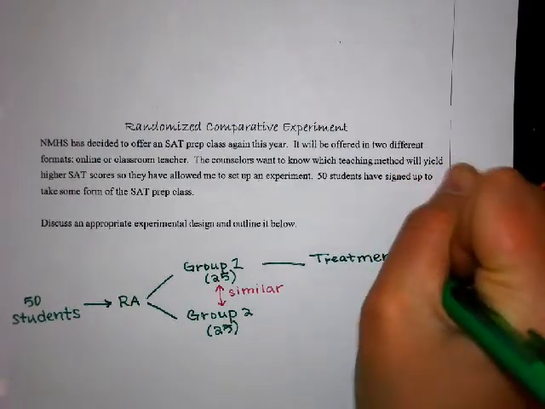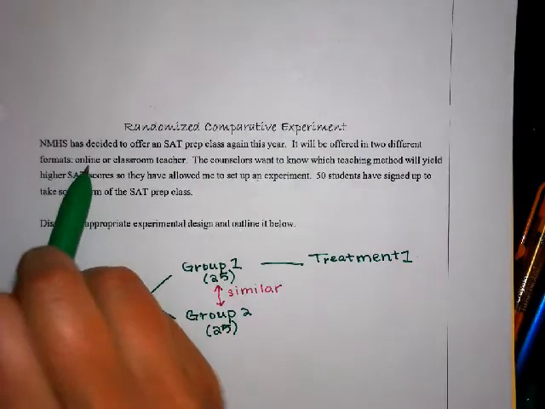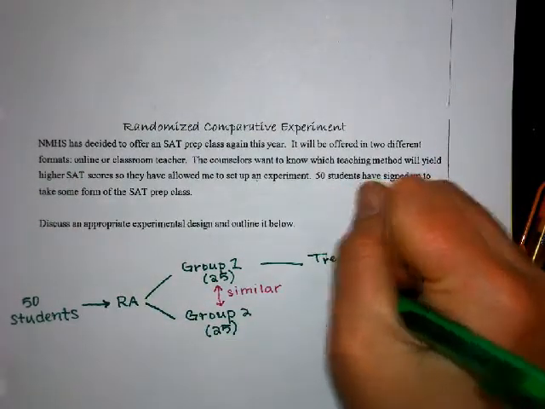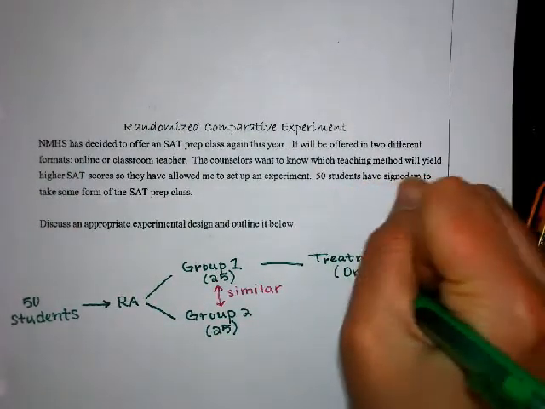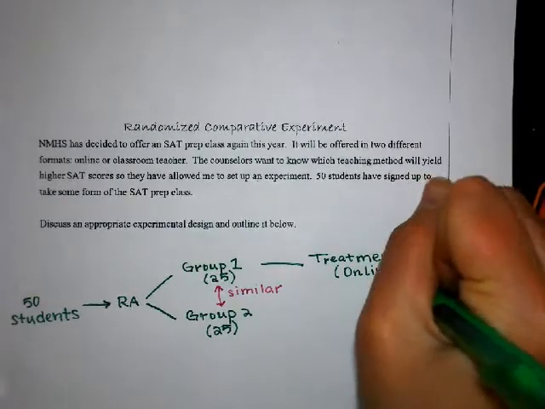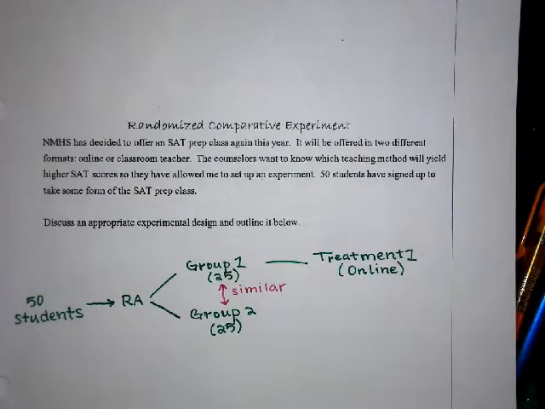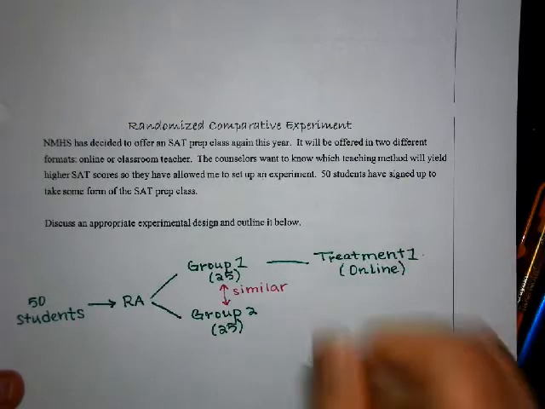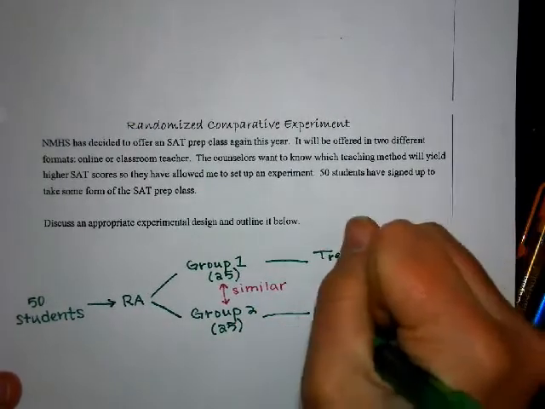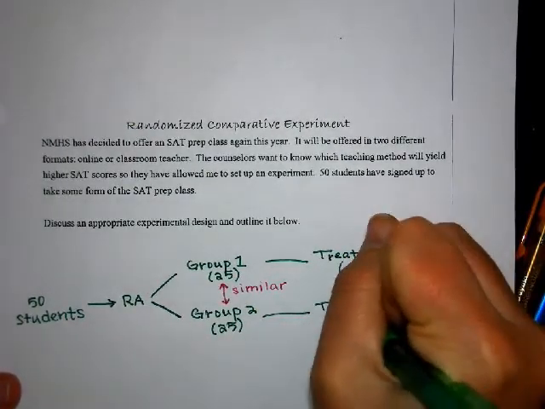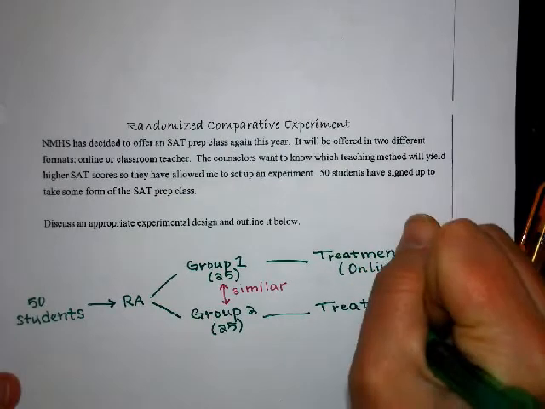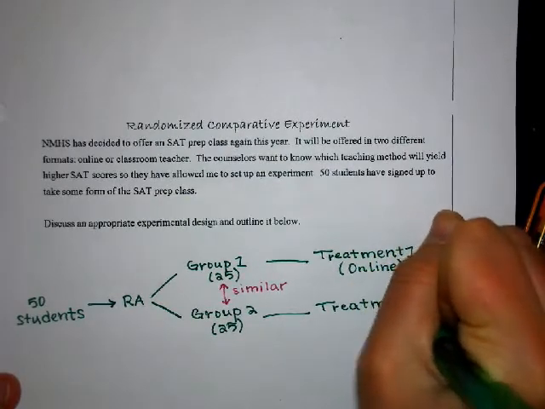And I'm just going to go in order, so online class. It doesn't matter if I call treatment 1 online or the classroom teacher. That's a really weird one. Sorry, I didn't notice it. I can't always write and speak and do anything.